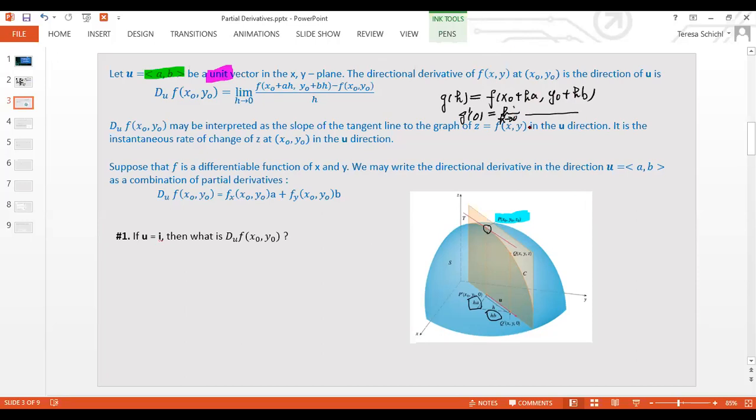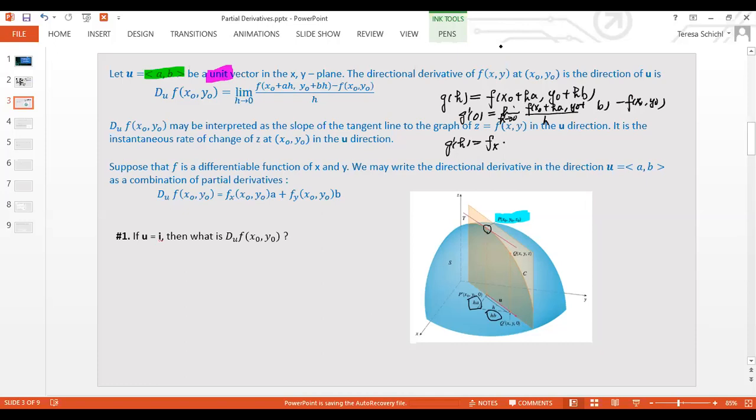So here we set f of what? This is f of x0 plus ha, y0 plus hb, minus f of x0, y0, right? So now, because x here is x0 plus ha, you take g prime of h. Here I really mean x0, y0. So for g prime of h, first you need to take the partial, because f depends on both of them. So that's why you take the partial.